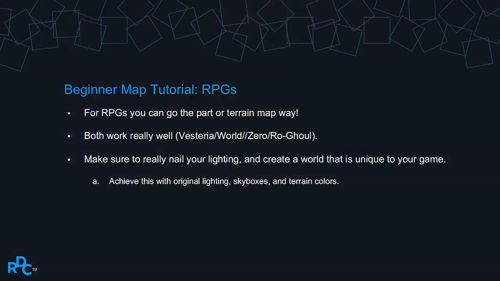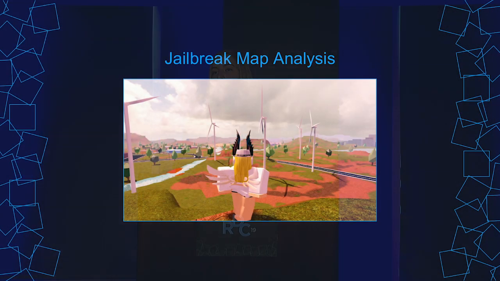straightforward. If you're going to be designing an RPG game, I like to use terrain for these games because we are going to be having our users interacting with the map a little bit more heavily, whether it be with mobs or NPCs. With terrain, we can achieve a more diverse environment structure and map features that aren't as easily attained using parts. So Jailbreak does a really great job of using terrain.